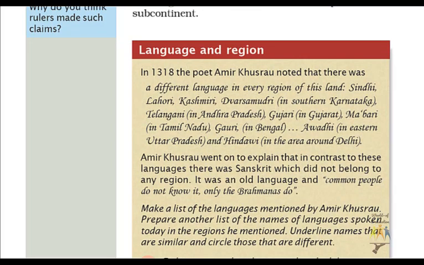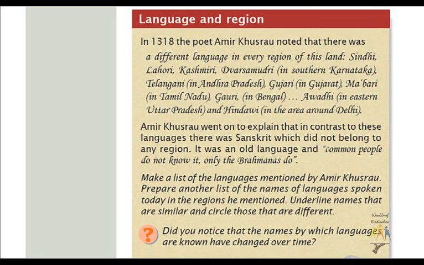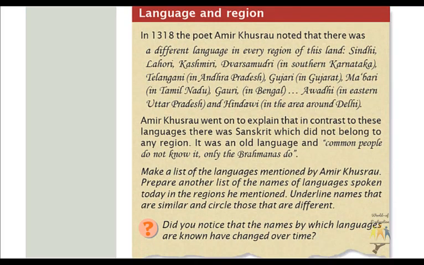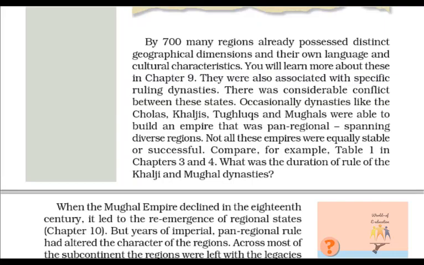Make a list of the languages mentioned by Amir Khusrau. Prepare another list of the names of languages spoken today in the regions he mentioned. Underline names that are similar and circle those that are different. Did you notice that the names by which languages are known have changed over time? By 700 many regions already possessed distinct geographical dimensions and their own language and cultural characteristics. You will learn more about these in Chapter 9.